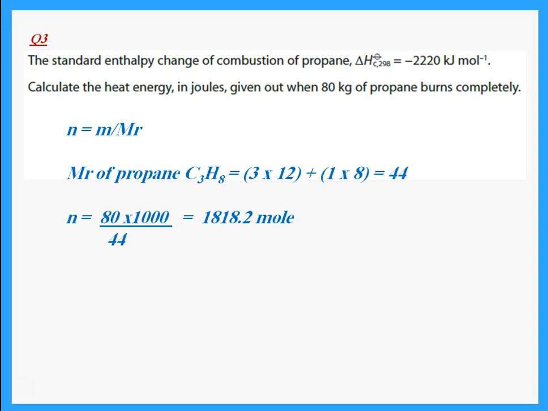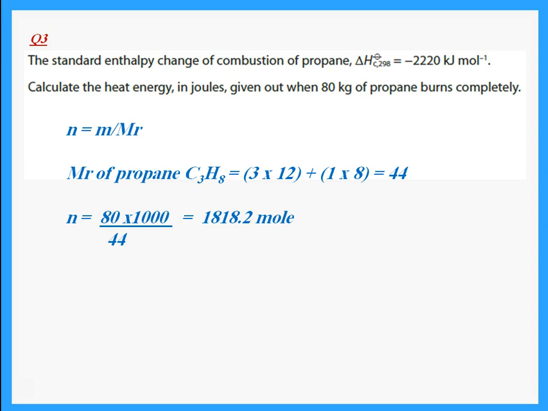Number of moles is mass over molecular mass. You should know how to calculate molecular mass. You know that carbon, the mass number of carbon is 12. I have 3 of them. So it's 3 times 12, plus I have 8 hydrogens. Each one has a mass of 1. So the total MR of propane is 44. That means that the number of moles is 80, but it needs to be in grams. The mass has to be in grams. He's giving me 80 kilograms, so I need to multiply that by 1,000. That gives me this number of moles.